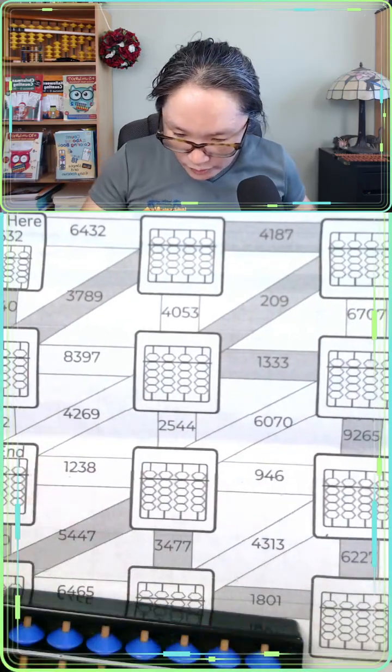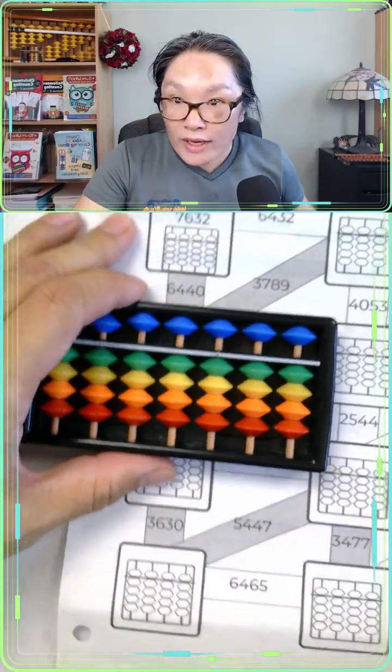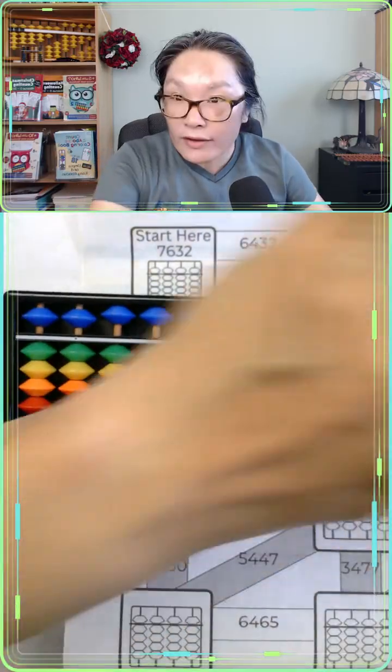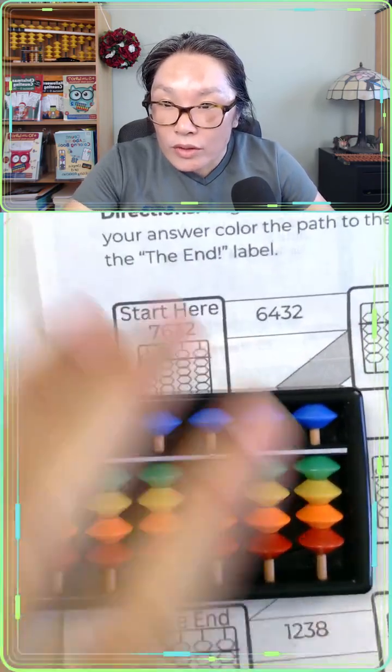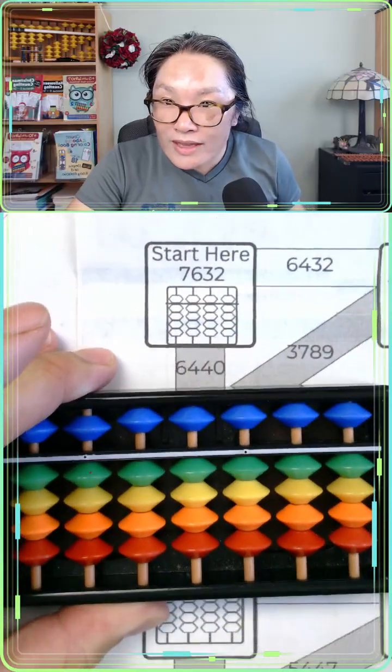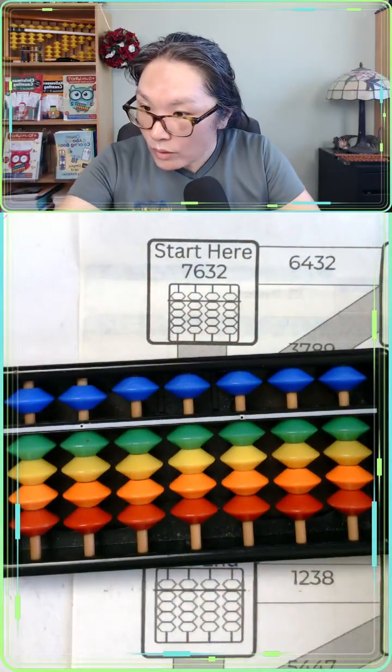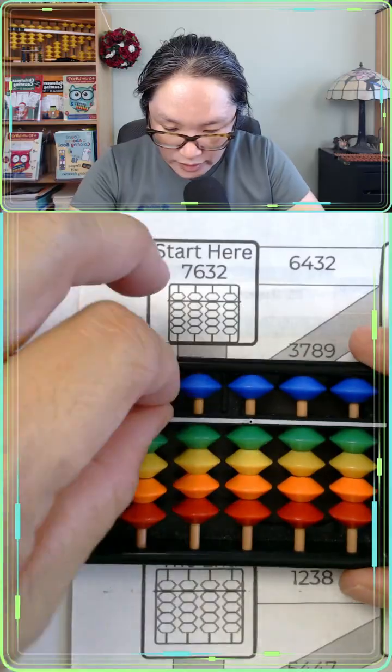What we're going to do is read this abacus. So we have our number, 7,632. There we go. 7,632. So what we're going to do is put it on our abacus.